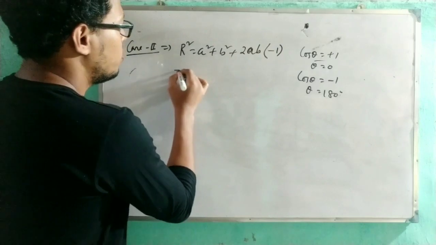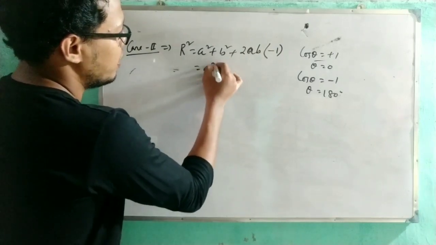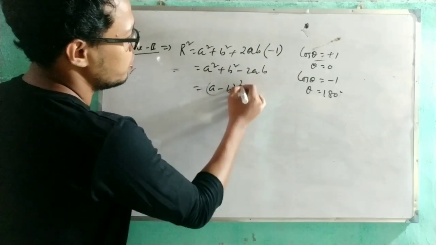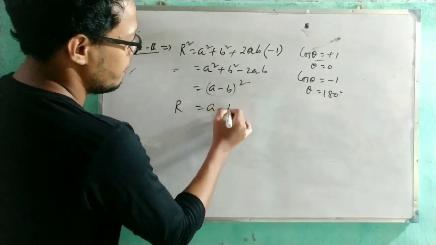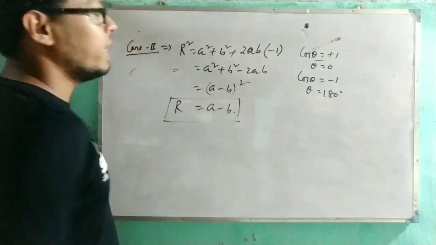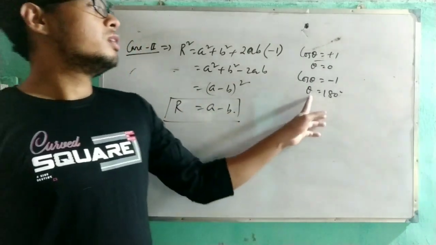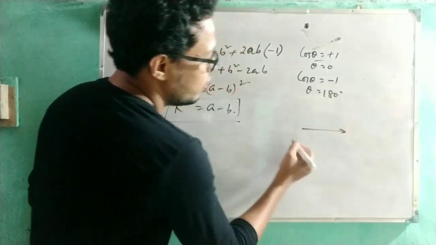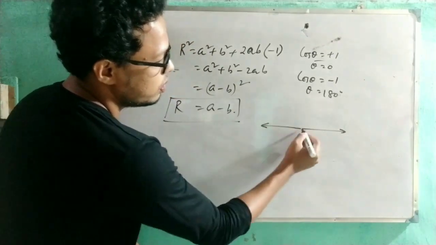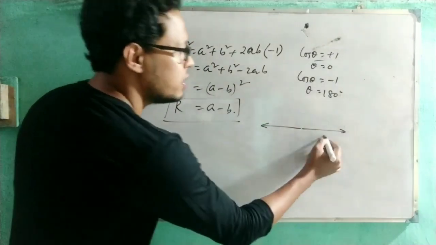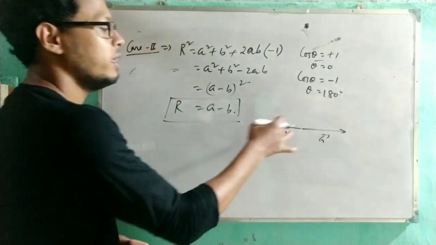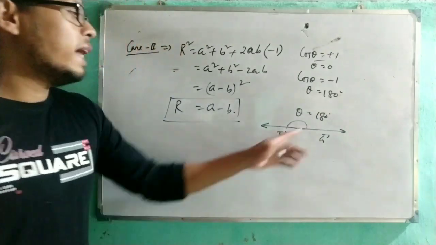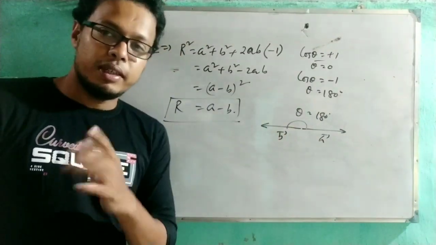Okay. So it will come A square plus B square minus twice AB, which is A minus B whole square, meaning R equals A minus B. Meaning the minimum value we get when theta equals 180. What is the meaning of 180? They are directed in the opposite direction. If this is the A vector and this is the B vector, then the direction is opposite. That's why theta came here as 180 degrees. In that case, we get the minimum value of the resultant vector.